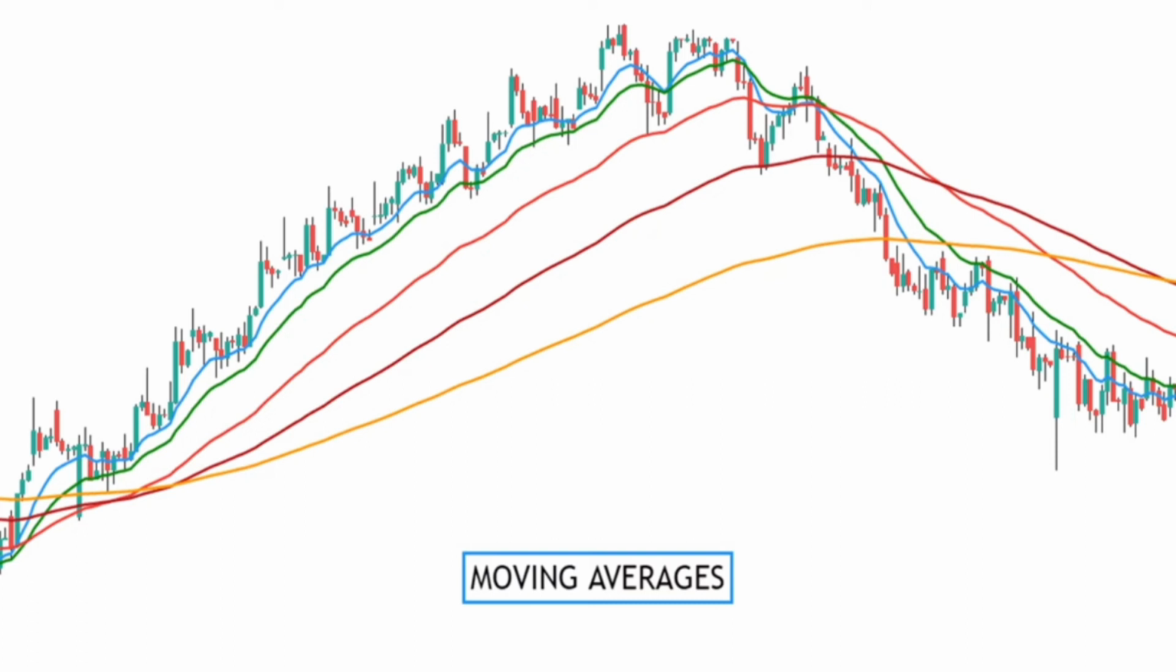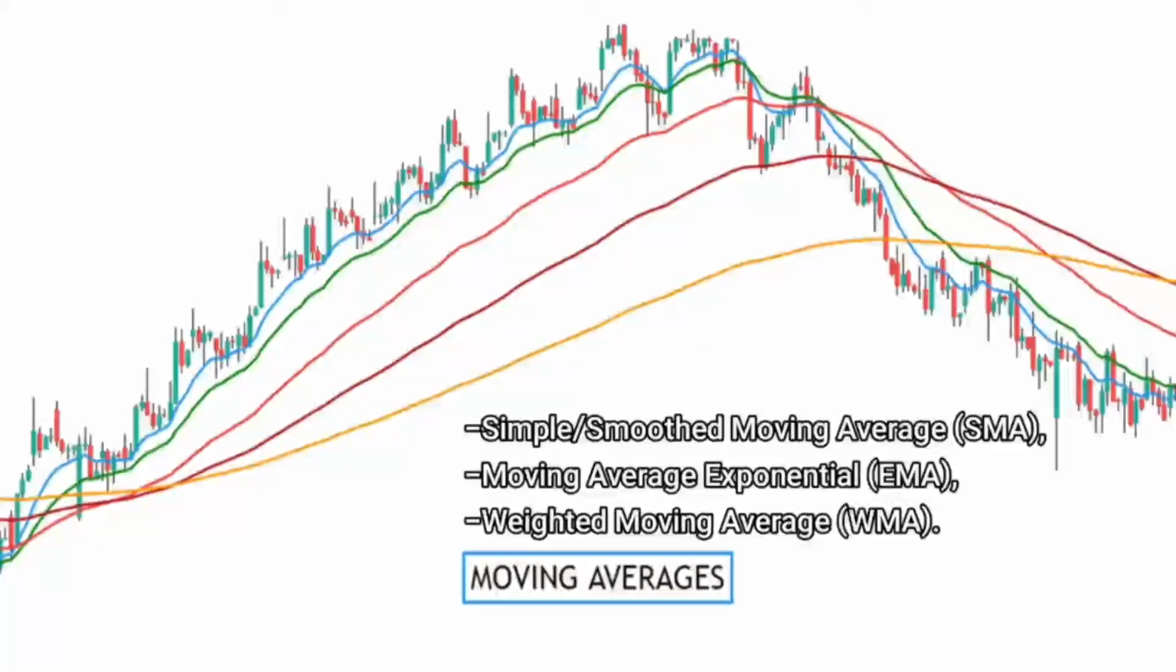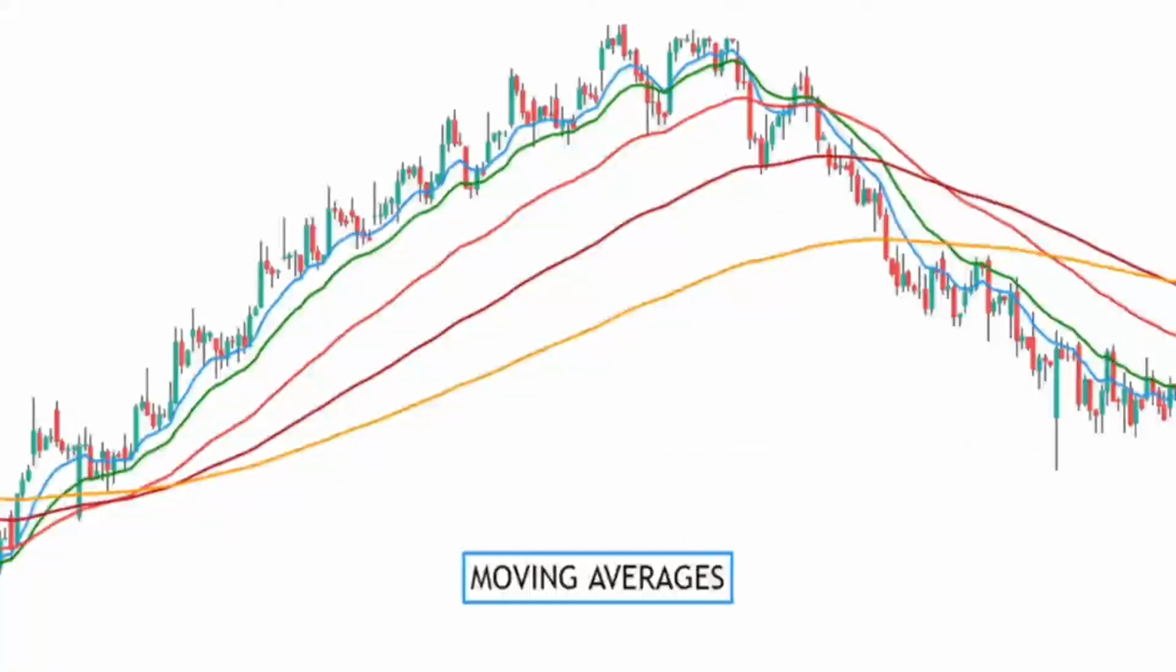A moving average is a widely used indicator in technical analysis. It is used to smooth out price data and help traders identify trends. The moving average is a line that represents the average price of an asset over a certain period. As you can see, there are different types of moving averages: simple moving averages or SMAs, exponential moving averages or EMAs, weighted moving averages or WMAs, and many more. Each of these moving averages has its own unique character, and traders use them based on their preferences and trading strategy.